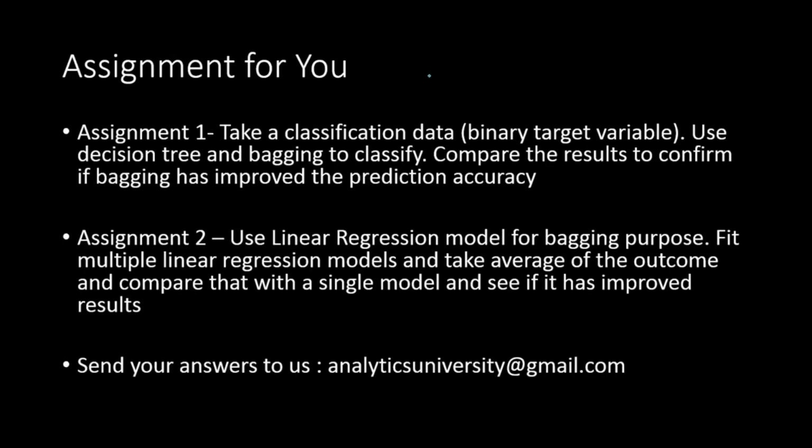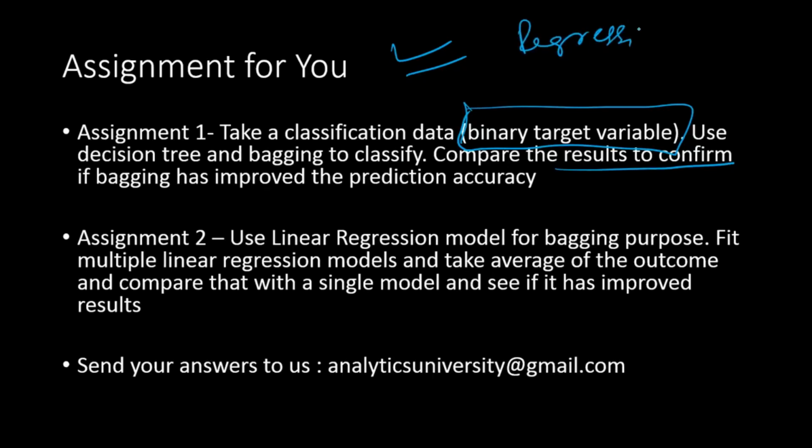Alright, now we saw how bagging can be used to improve the model accuracy. Now these are two simple assignments for you. Assignment 1 is to take classification data, a binary target variable data, unlike the regression example that I have shown you, and then use decision tree and bagging to classify the way we have done, and compare the results. Okay, we have done it for regression. I encourage you to do it for classification. The steps would be the same.